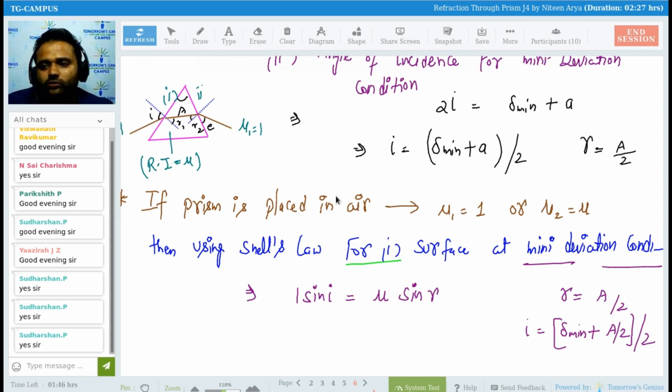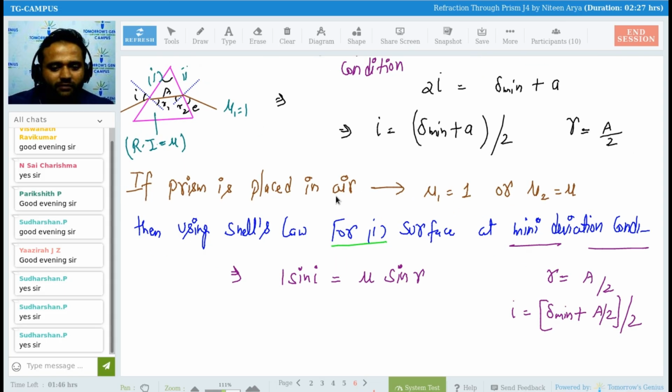Okay. So then it looks like I'm teaching you maths today. So then I need to find this mu, or refractive index, for which particular condition, at which condition I am going to get the minimum deviation.